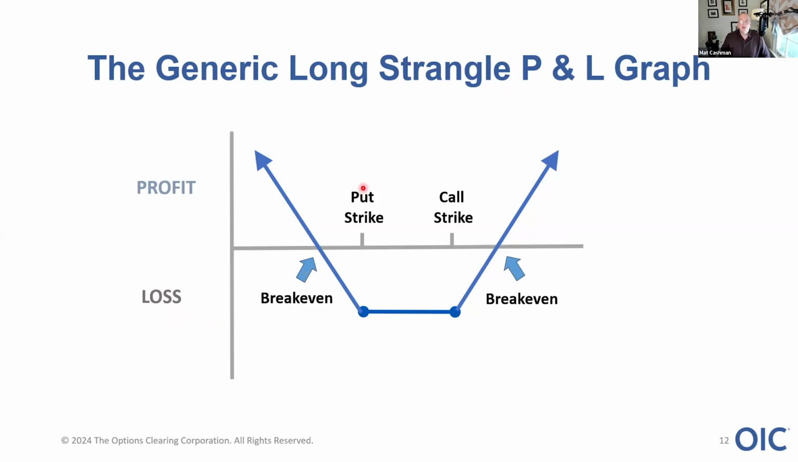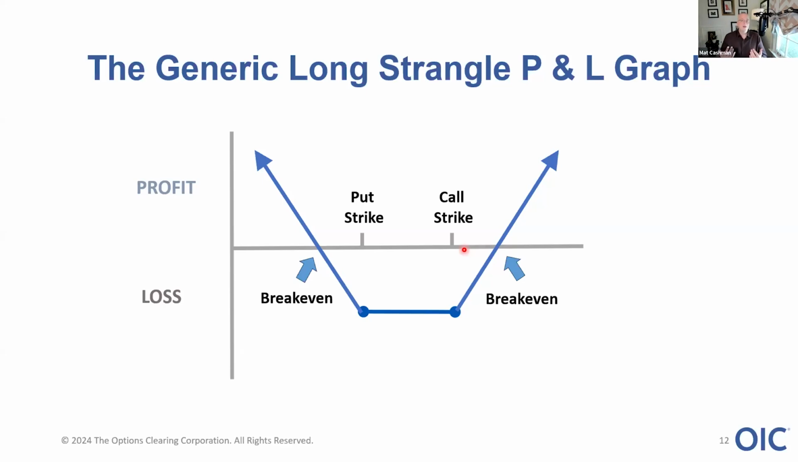In this case, your put strike would be here. Let's say this is a $50 stock, with 50 being right here. You might buy the 25-75 strangle. That means you're buying the 25 put and the 75 call. Let's say you paid $5 for it. And let's say you paid $3 for the put and $2 for the call. So the combined total of those two premiums is $5.